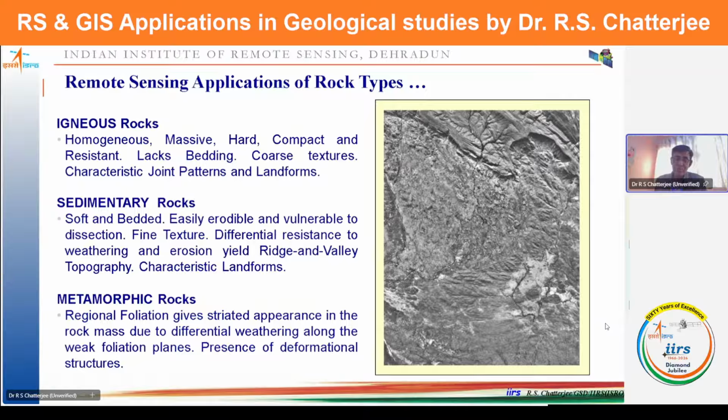Okay. So this regional foliation will give you a striated appearance in the rock mass, due to differential weathering along the weak foliation planes. You see this kind of striations here. So this area represents the metamorphic rock. And most importantly, in many areas, not always, you can find deformational structures in metamorphic rocks, like folds, faults, isn't it? Lineaments. Okay, that we'll see in the next slide.